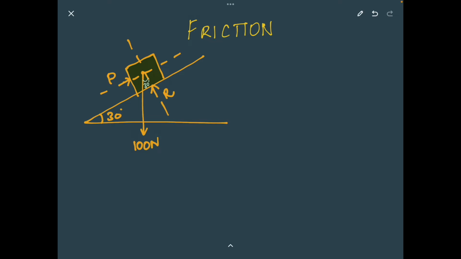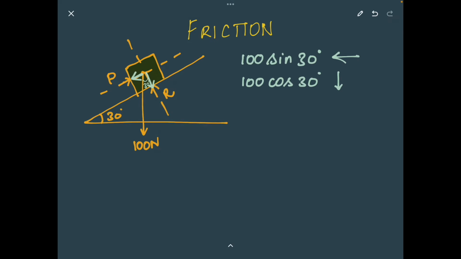When I resolve this 100 Newton of self-weight into the horizontal component, I have 100 sine of 30 degrees. So this will be the horizontal component, and the vertical component will be 100 cos of 30 degrees, which will act downwards. So alright, now we have the horizontal and vertical components of the inclined self-weight.